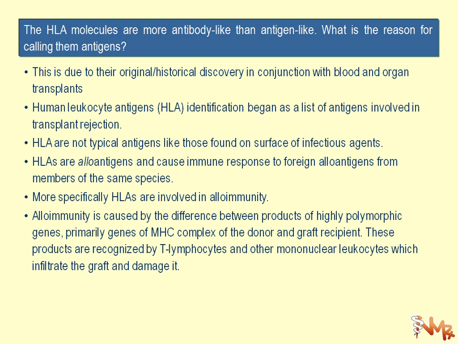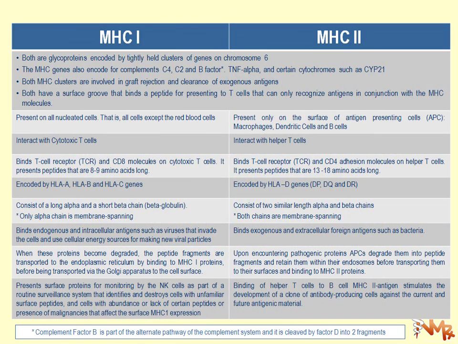So let's compare and contrast MHC 1 and 2 with each other. They are both similar because they are both glycoproteins, both encoded by tightly held clusters of genes on chromosome 6. The MHC genes also encode for complements C4, C2, and complement factor B, TNF-alpha, tumor necrosis factor alpha, and some cytochromes such as cytochrome P21.